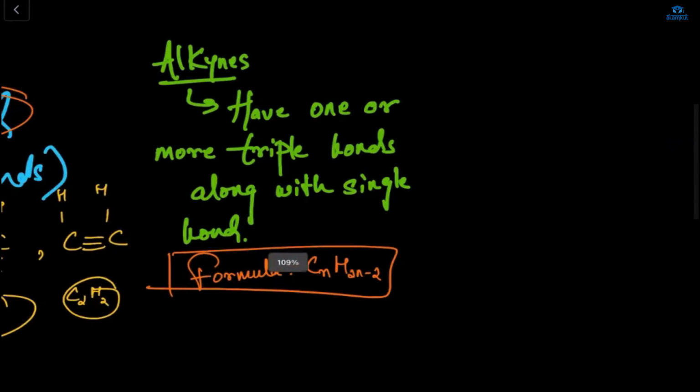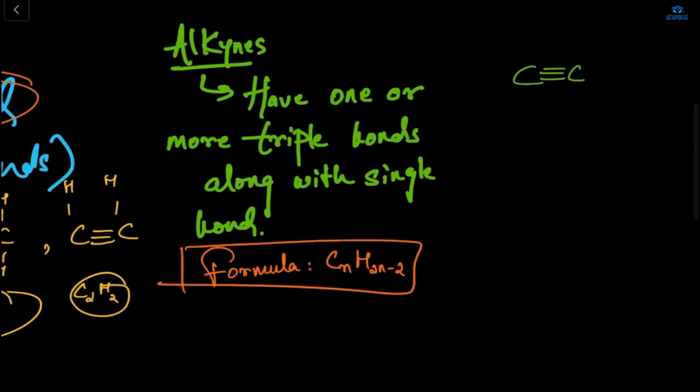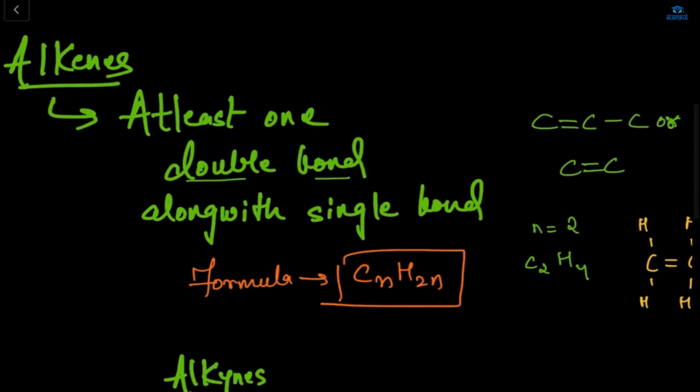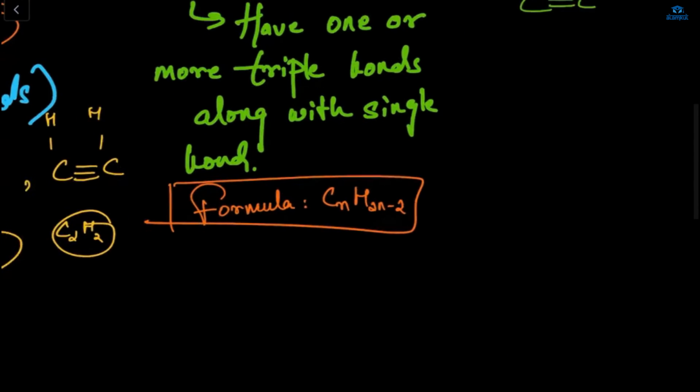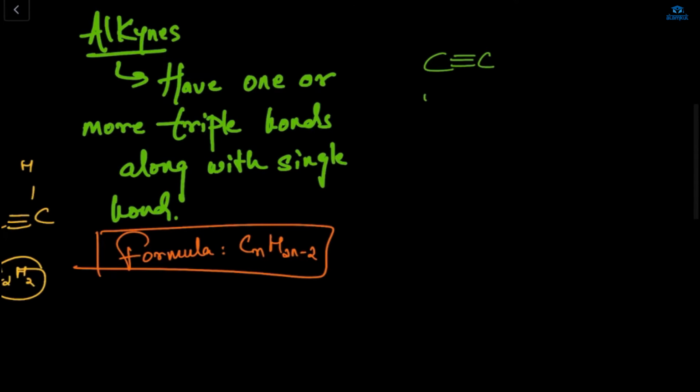Now next is your alkynes. What is alkynes? Alkynes have a triple bond like this. So first of all, your alkane formula was CnH2n+2, your alkene was CnH2n, and your alkyne is CnH2n-2. So if I take n equal to 1, then it will be C1H... No, wait, let me take n equal to, yeah.